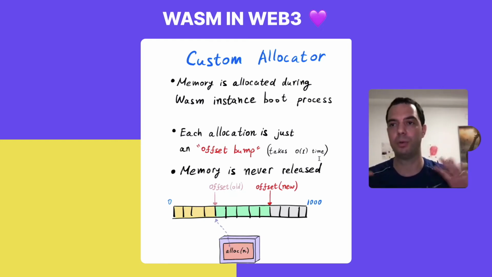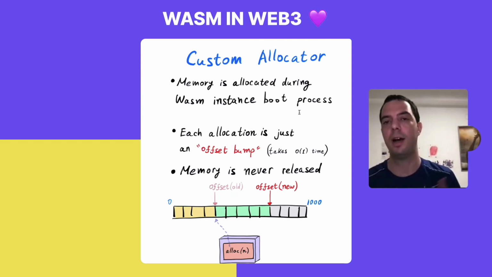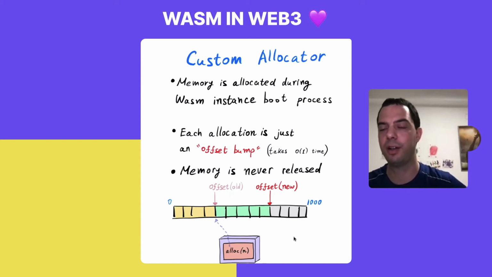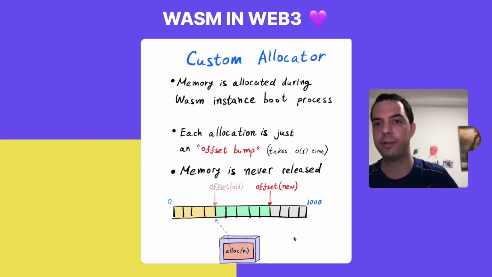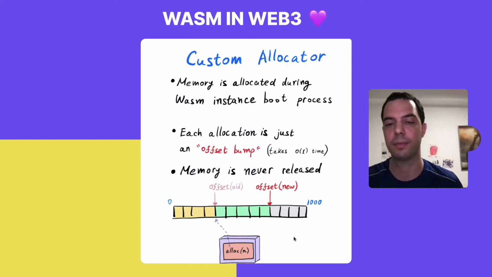We only need to take into account the fact that once in the beginning, in the boot process, we allocate one-time memory, and that's it. We don't care about how much we want in each future request. It will always be priced the same.